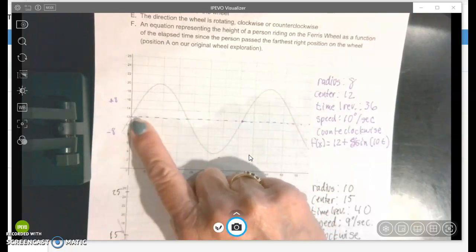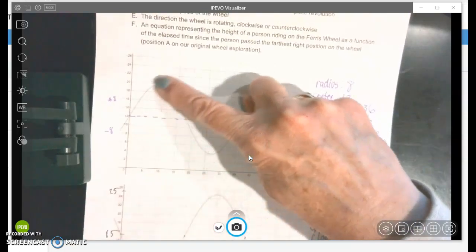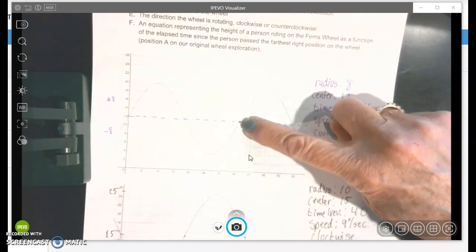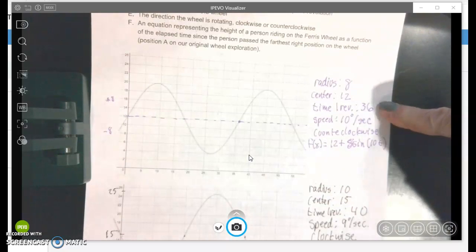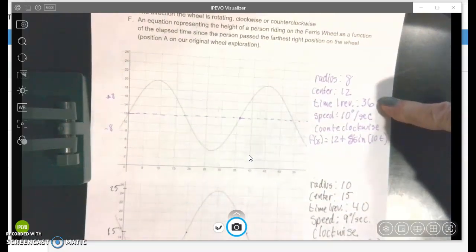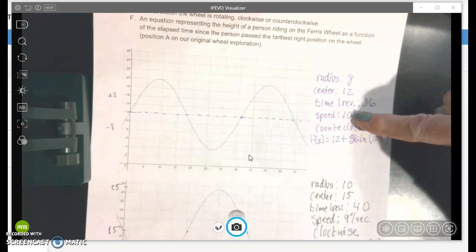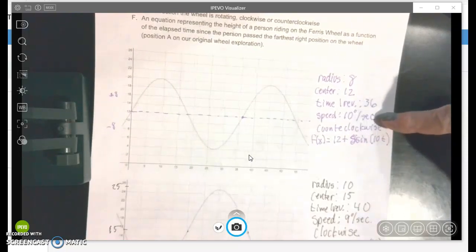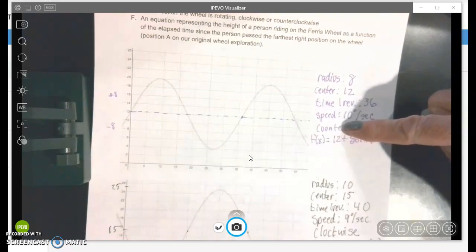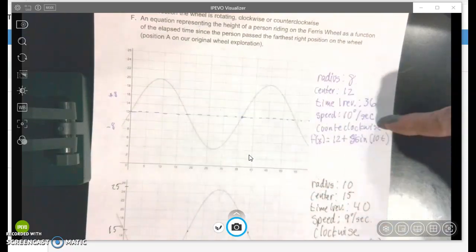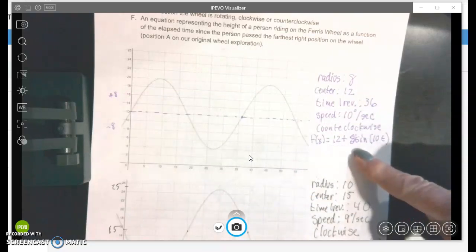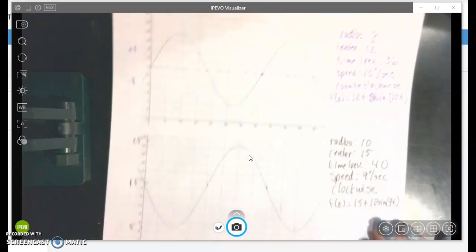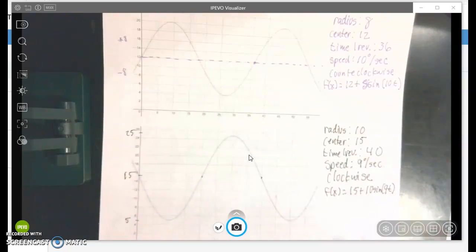The time it takes for one revolution, so you look and see how long it takes to get back over to here, was 36 seconds. So 36 is one revolution. If you divide 360 by 36, that's 10 degrees every second. And it is going counterclockwise because it is going up first. And so then it would be 12 plus 8 sine of 10t, because of all the information we had from up there. And then that one would be similar to it.